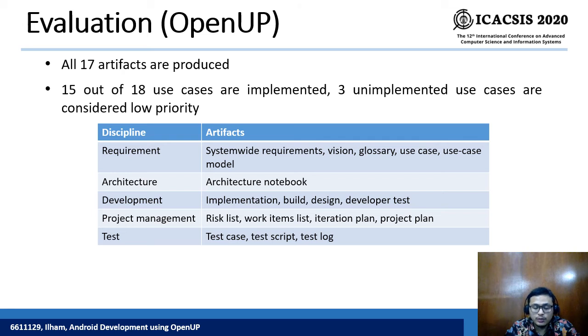After we implemented the Open Unified Process and produced the application, we did an evaluation from the OpenUP perspective. All 17 artifacts, which can be seen in the tables based on 5 disciplines, were produced, and 15 out of 18 use cases were implemented. The 3 use cases that are unimplemented we consider low priority, so they don't affect the main functionality of the application. People can still use the application without those 3 use cases. Then, after we evaluated from the Open Unified Process perspective, we evaluated the Android performance.